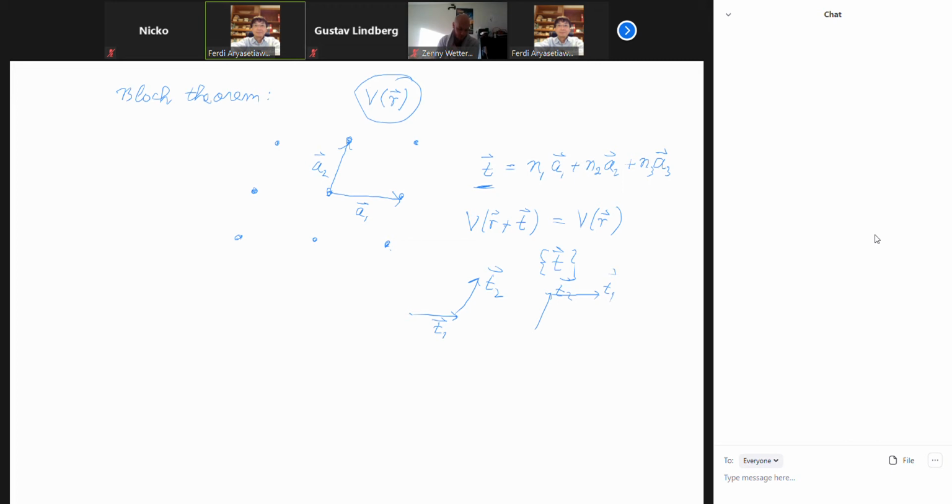So then this translational group, and these are the elements of the translation group, the T, can be written as a direct product. So this is important, direct product. We have T1 cross T2 cross T3, where T1 means just a bunch of translation vectors along A1, T2 along A2, and so on.